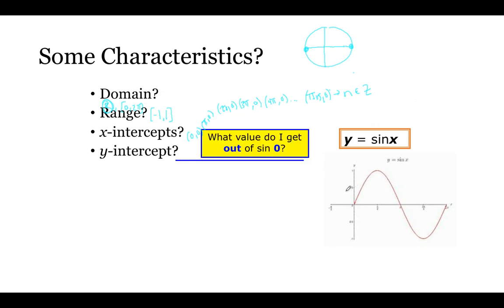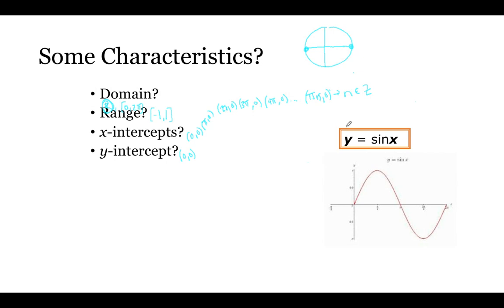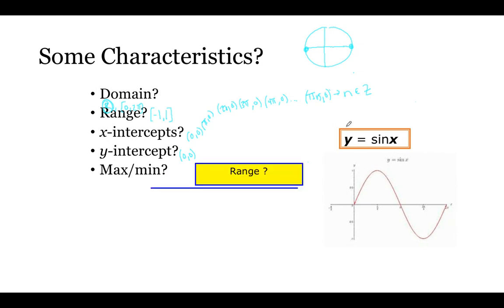What about the y-intercept? There's only one. It's a function. Right? In this case, it's at the starting point, 0, 0. What is the sine of 0 is really what that's saying. When your input is 0, what's your output? That's the y-intercept. What's the maximum or the minimum? Well, think about the range. The maximum is going to be 1. The minimum is going to be negative 1, right? Here's your maximum. Here's your minimum.